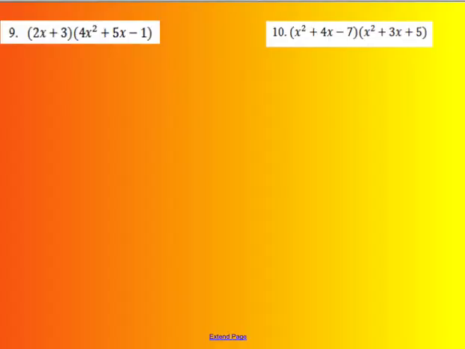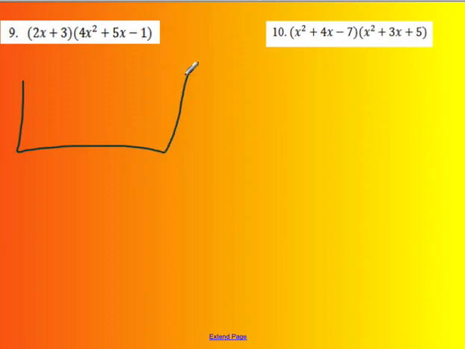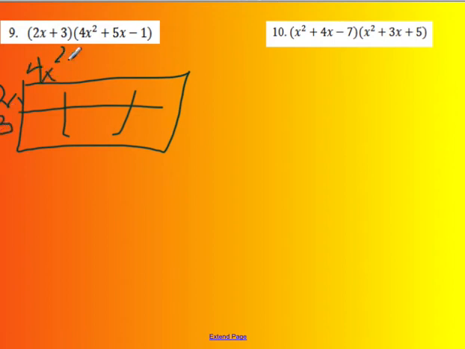Let's take a look at 9 and 10. Same kind of idea, setting up that box. So we're going to go like this, 2x and 3, and then here 4x squared, 5x, and then minus 1. So here we're going to have 2 times 4, which is 8. X to the first times x squared is x cubed. 2 times 5 is 10, and then we have x. 2x times a negative 1 is a negative 2x.